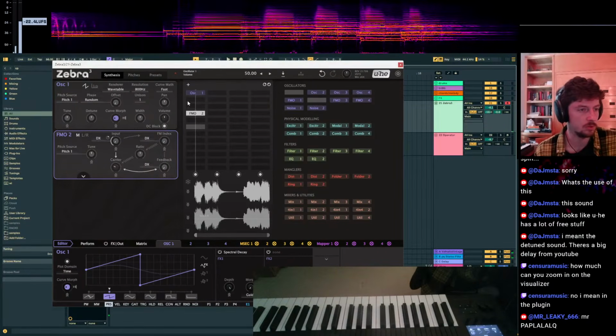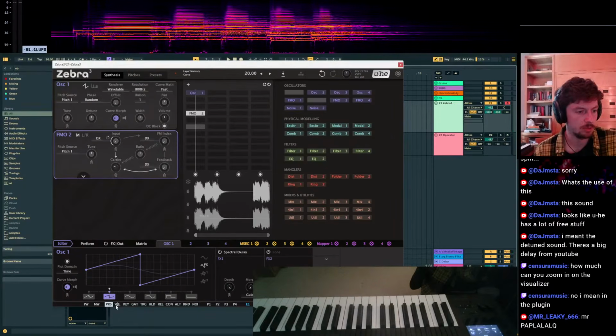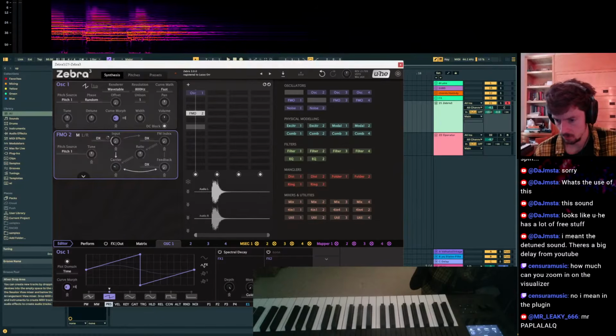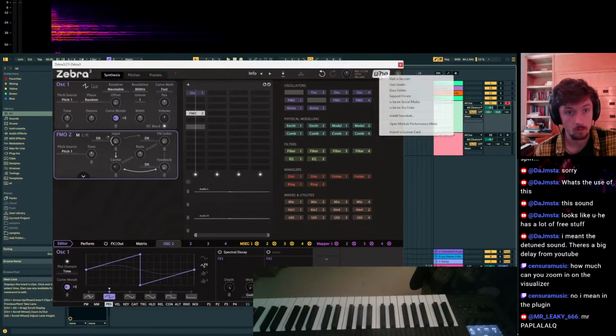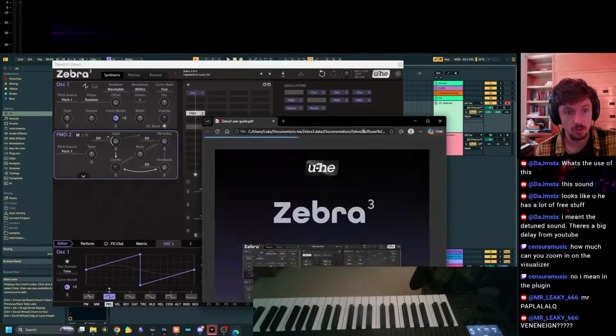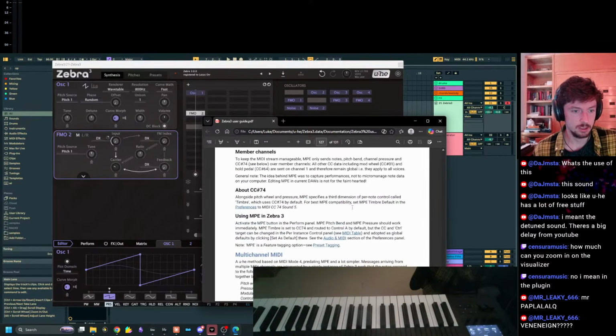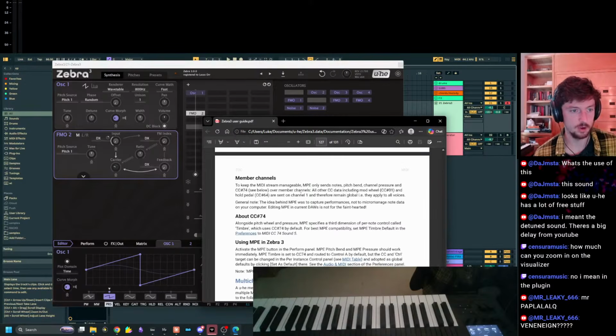Okay, so furthermore, we can map. Okay, so wait. Let's go back to... where's my guide? Give me the user guide. MPE. Okay, so it says the only things that MPE sends we can really control is pitch wheel, pressure, and whatever the heck CC number 74 is.